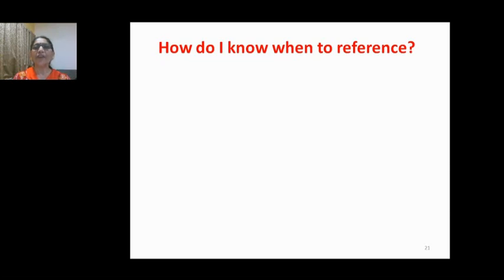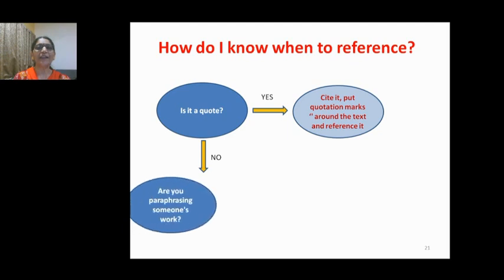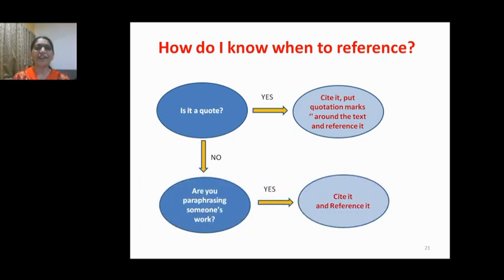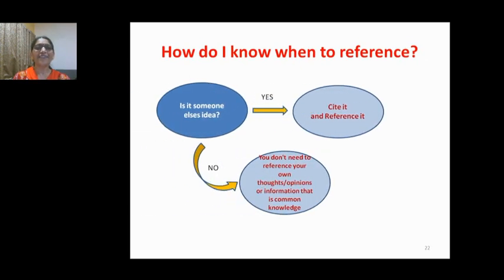So how do I know when to reference? If it is a quote, yes, you have to cite it, put quotation marks around the text and reference it. Otherwise, no need to cite. If you are paraphrasing someone's work, yes, you have to cite and give the proper reference. Otherwise, no. How do I know when to reference? If it is someone else's ideas, yes, you have to cite it and reference it. Otherwise, no.